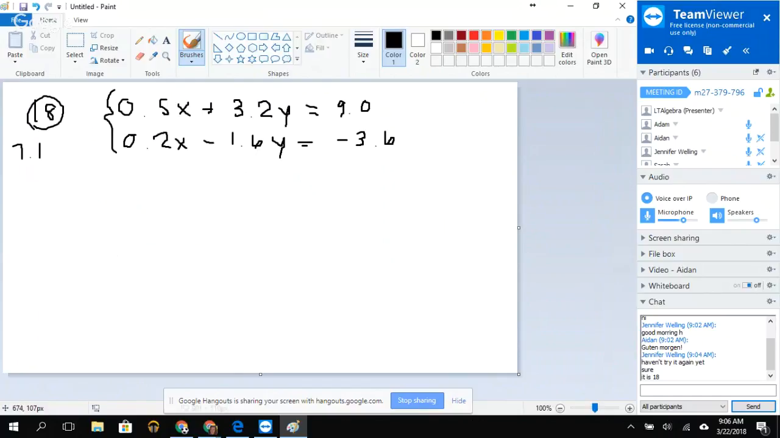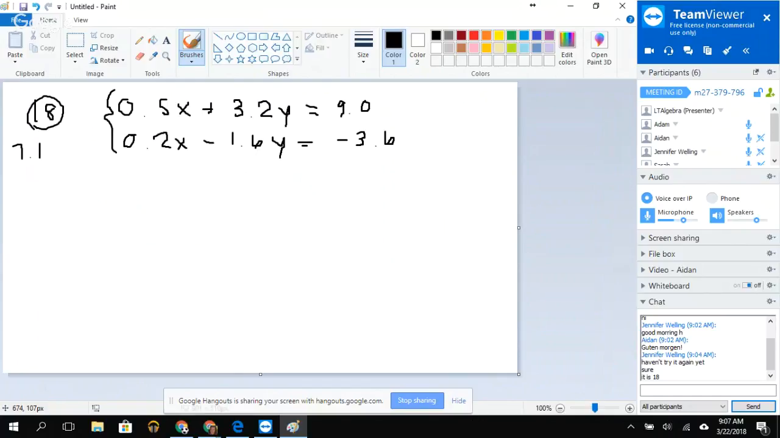Okay, so we're back in 7.1. It's a system of equations. This one happens to be a system of linear equations. And what they want us to do is solve the system by the method of substitution. Use a graphing utility to verify your results.